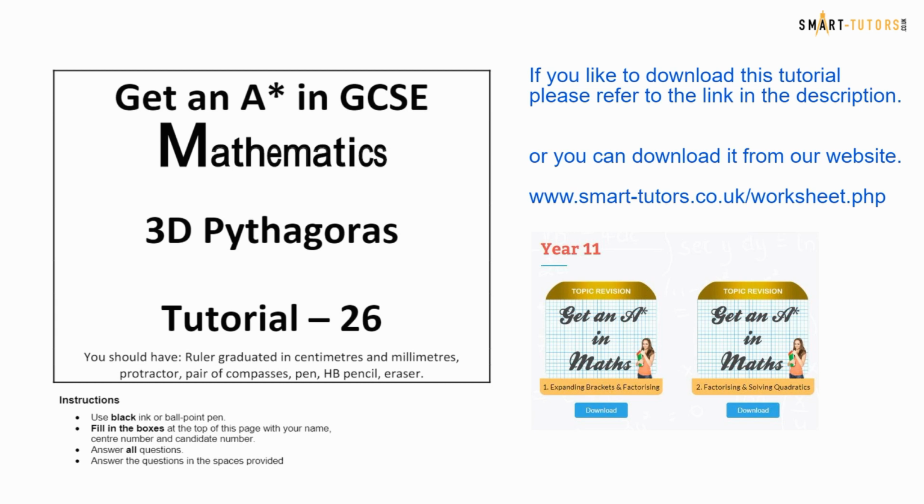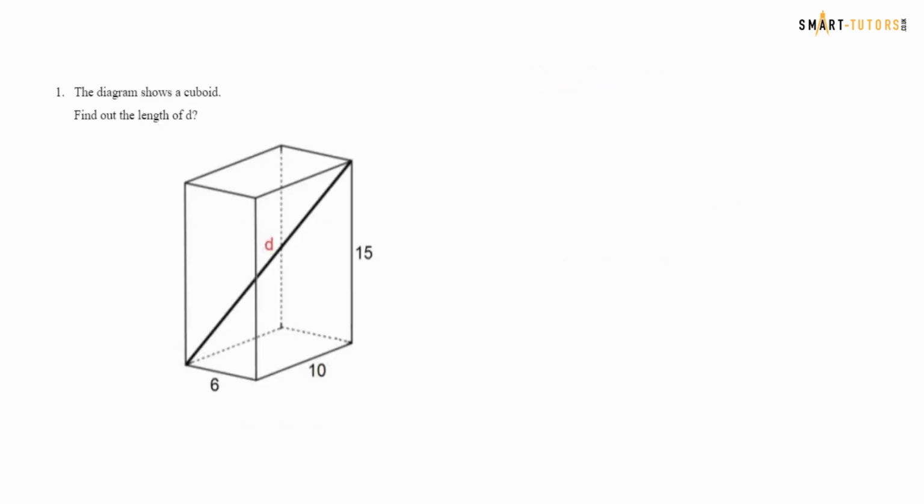Let's look at the question now. Question number 1. The diagram shows a cuboid. Find out the length of D. The D is the diagonal of this 3D shape. The reason why this topic is categorized as a level 8 and level 9, a little bit harder, is only because this is an imagination. You need to visualize and imagine this 3D shape, how the 3D triangle is going to be constructed.